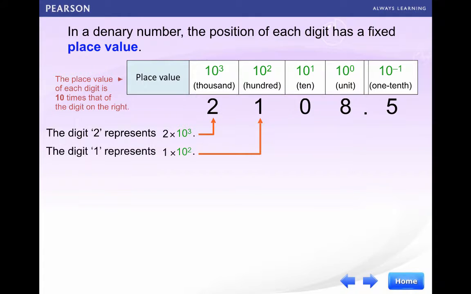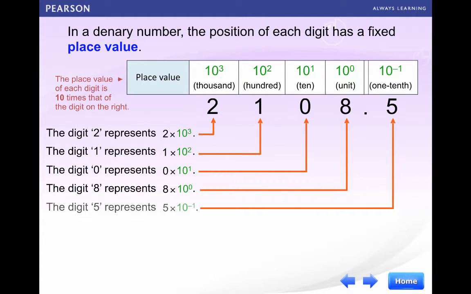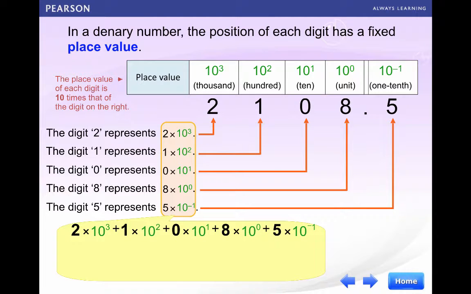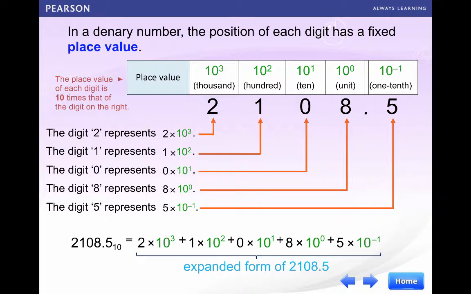So you all know that the digits represent these values. And the last one, 5, represents 5 times 10 to the power negative 1. So we add these values up, we will get this value in the denary system, 2108.5. Sometimes we have to change it into another system, so we have to know about it. We have an expanded form for this number, so sometimes you have to write this expanded form. You have to know how to write it.